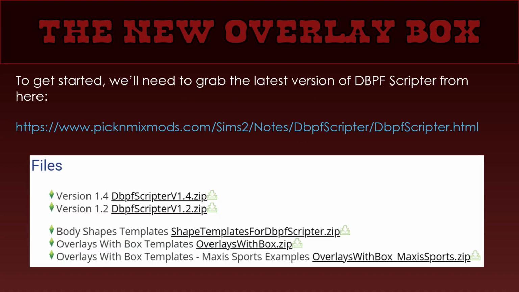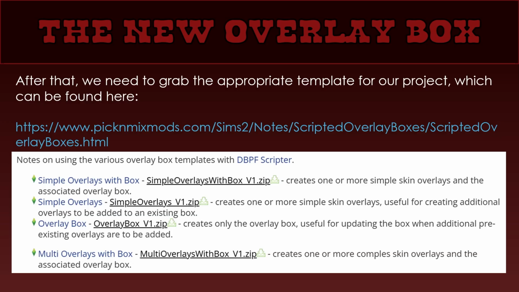To get started, we grab the latest version of DBPF Scripter, and this is an old screenshot, but now we have version 1.6 available and it has this cool new error checking feature. On a separate page in Pick and Mix Sims, link is also in the resource post, we would need to download the type of overlay, the correct template for the overlay box that we want to build. So we have simple overlays with box, then the overlay box itself, and multi-overlays with box. So just depending on your needs, you would grab the correct template.